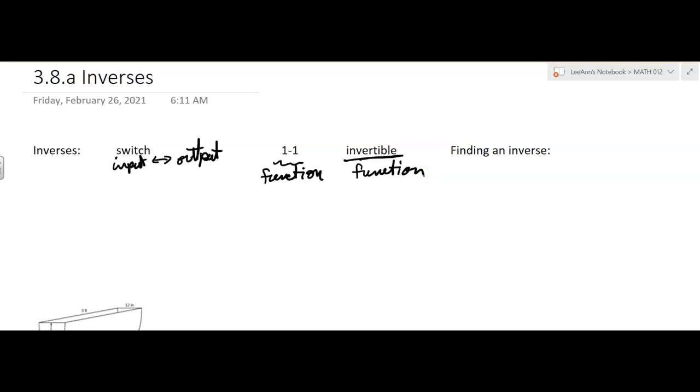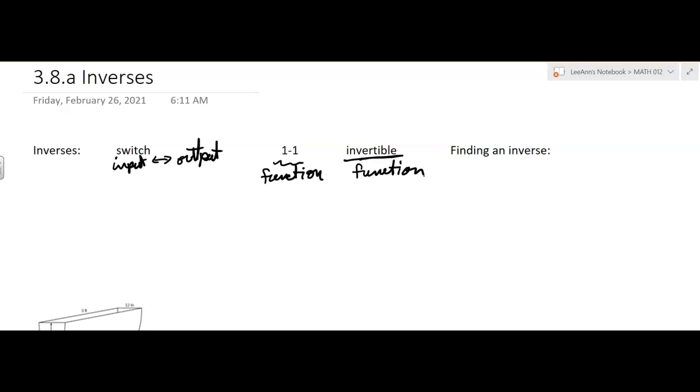Now most of our polynomial functions, they can't be inverted. They're not invertible. But some of the basic ones we can find the inverse for. And so that's what we're going to work on in this section.